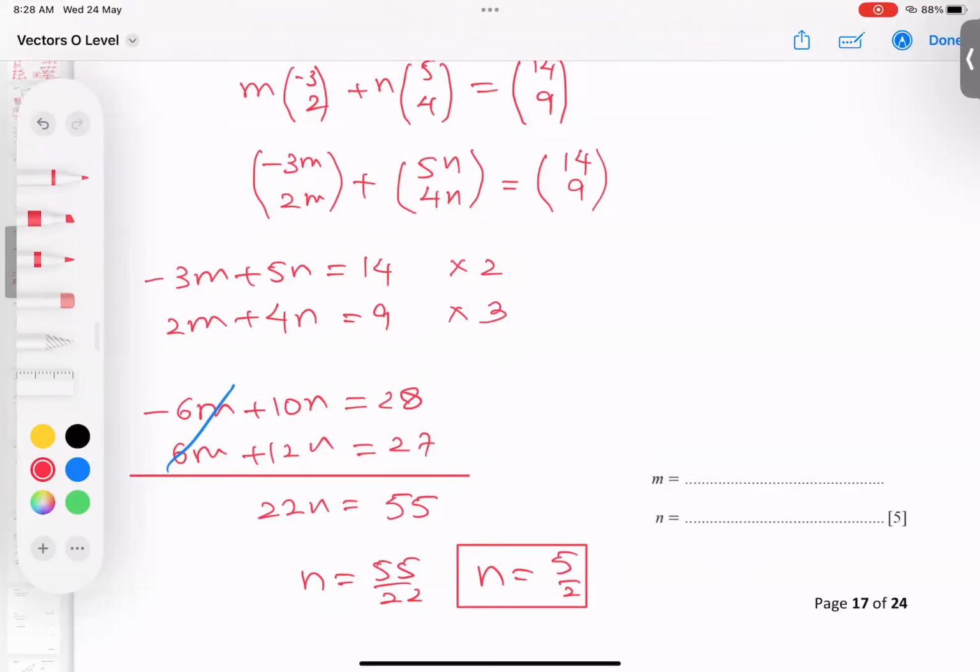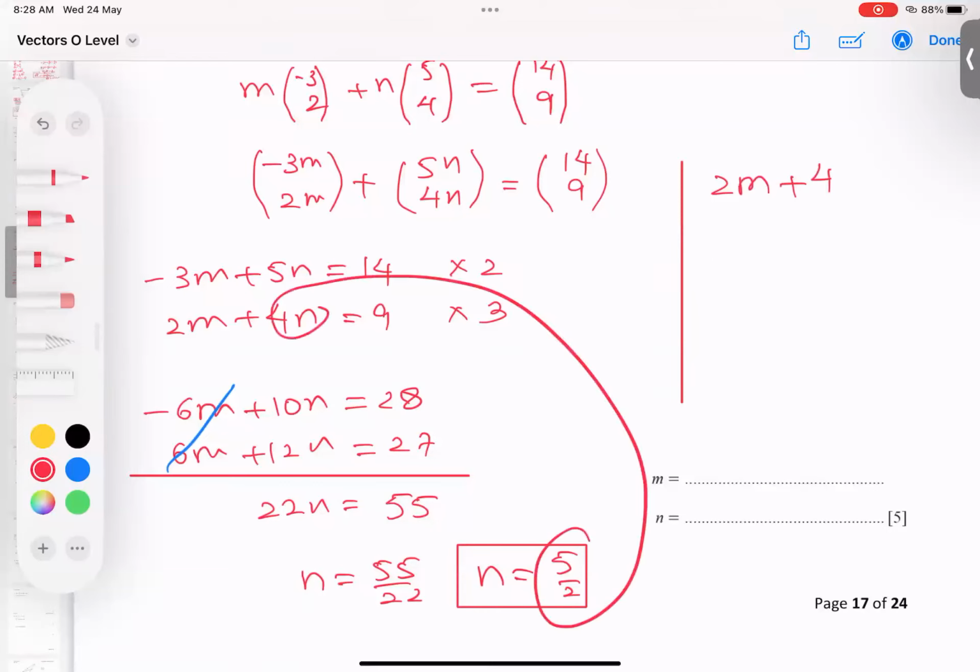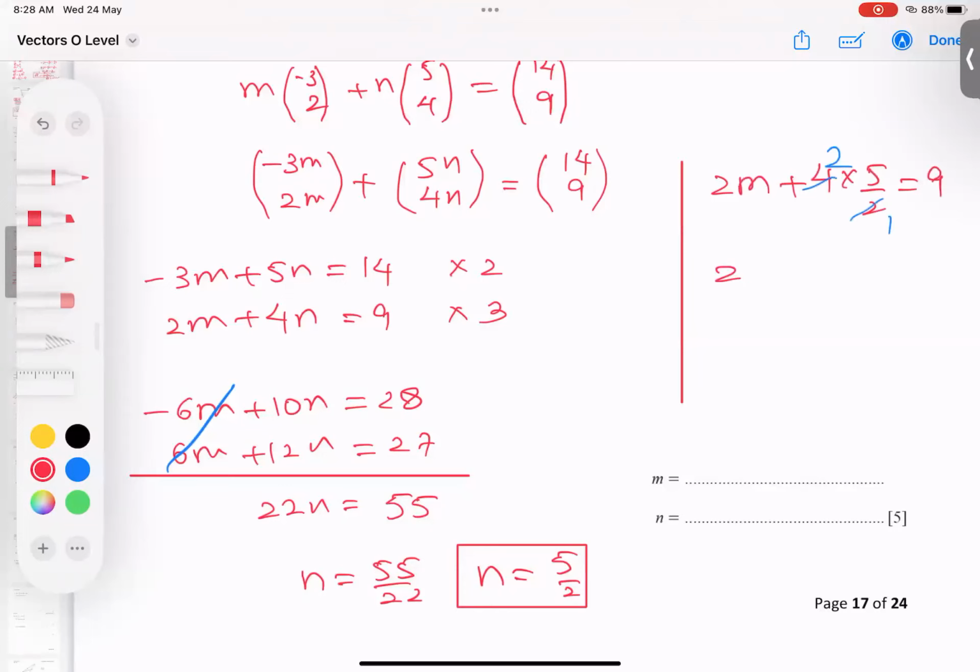Okay, so students, afterwards, I am going for the M part. So this value of N, plug in any one equation. So I am putting it in this second equation. So 2M plus 4 times N. So this value goes there, into 5 by 2 equals to 9. And you can cancel, 2 ones are 2, 2 twos are 4. And I got 2M plus 10 equals to 9. And 2M equals to 9 minus 10. And 2M equals to minus 1. So M becomes negative half. Alhamdulillah, I believe up till here, the idea is very clear. And we have done this part.